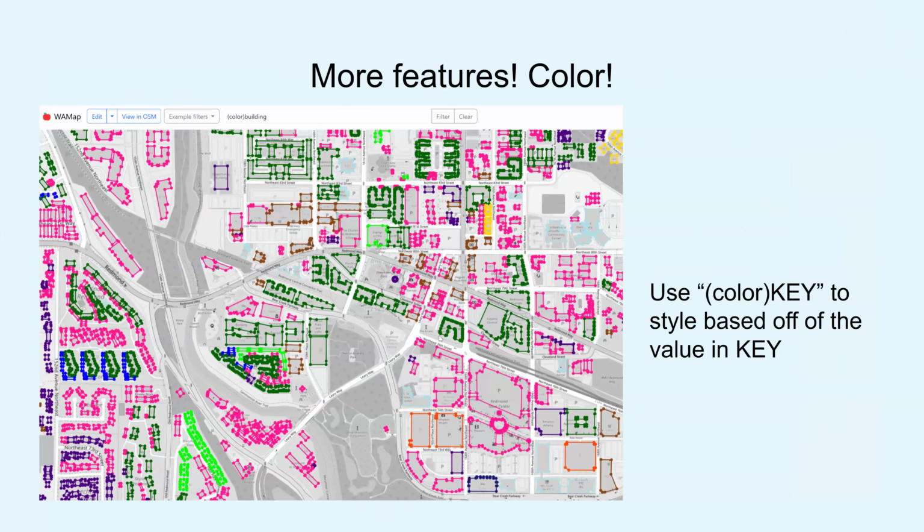We also support an operator called color, so that you can randomize colors based off of the value inside of a key. Here is WAMap showing the Redmond, Washington region with buildings colored by their value. You can click on one of these and figure out which of those is building yes, which are building commercial, which are building apartments, et cetera. It's really easy to make that stuff pop. Whereas in all of the other renders that are raster-based, you have no idea. It's just a line for the building.